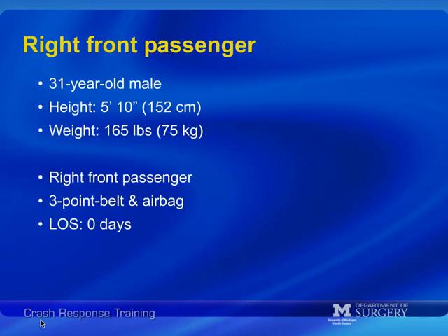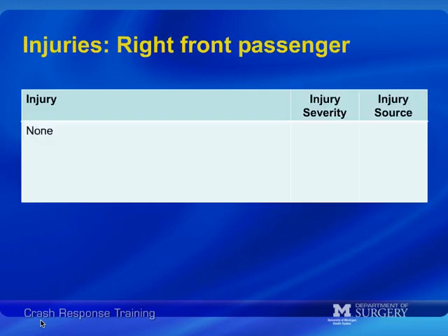So the right front passenger was a 31-year-old male, 5'10", 165 pounds, also protected by the 3-point belt and frontal airbags, and he did not stay in the hospital at all. He was treated and released. So he's 35 years younger than the driver, a little bit taller, a little bit lighter, using the same restraints. He had no injuries at all.